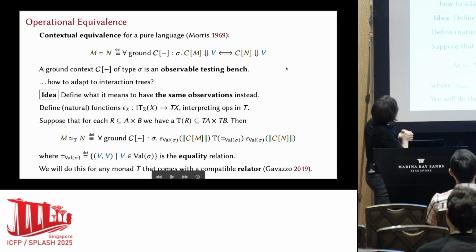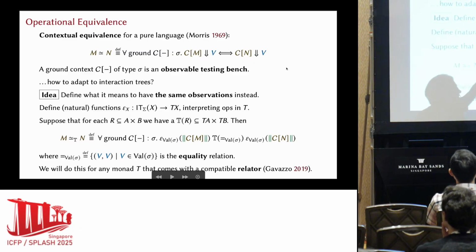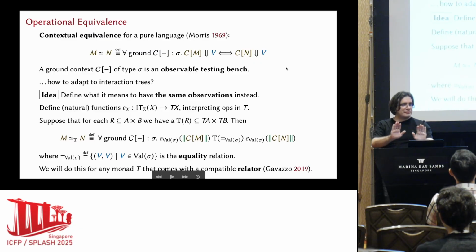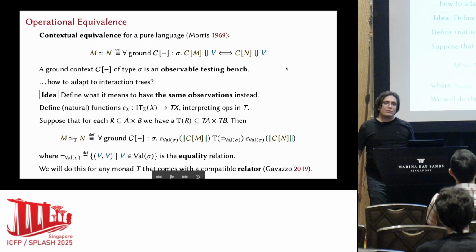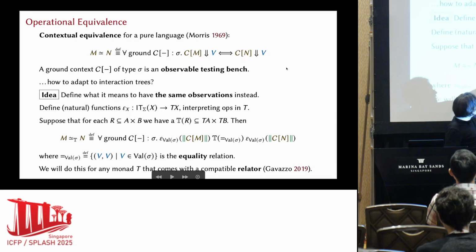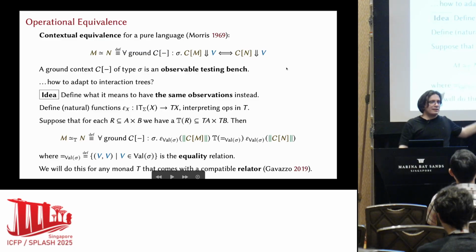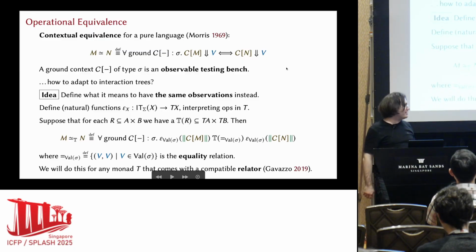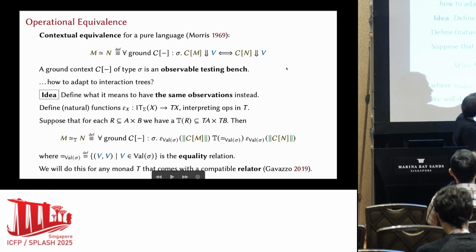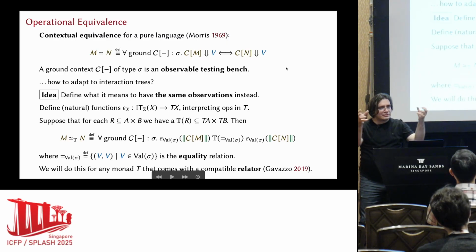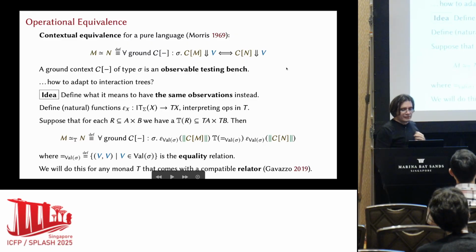So the solution to this is to say, well, suppose you have a way of lifting arbitrary relations between two sets to monadic values of the same thing. If you have that, then what can you do? You could say, well, m and n are equivalent if you plug them into any context, which you can think of as a testing bench, you compute the interaction tree, and then you evaluate it in your monad that's related to the same thing for the other term, exactly when you've lifted the equality relation on values. So you generate related trees with the same values at the top, at the bottom. And this is not due to me, it's due to Francesco Gavazzo, who's done a lovely series of works on this.